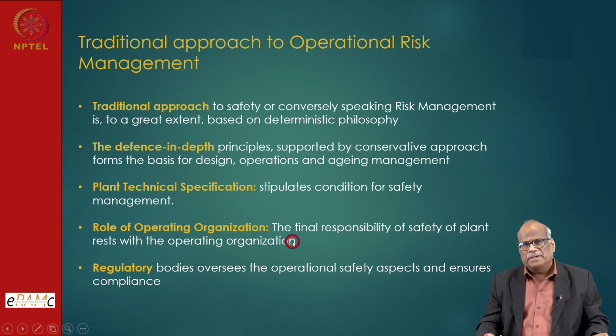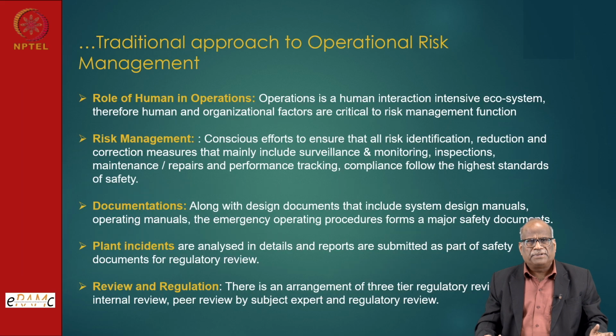Role of the operating organization: the final responsibility for the safety of the plant. Okay, even though we have a regulatory body and all that, the safety responsibility lies with the operating organization. And then the regulatory body oversees the functions of the plant through meetings, through visits, through walk downs, and periodic audits and all that. So this is how a safety framework works.